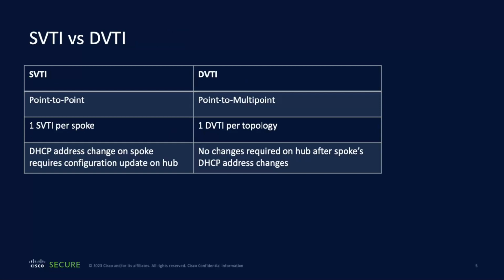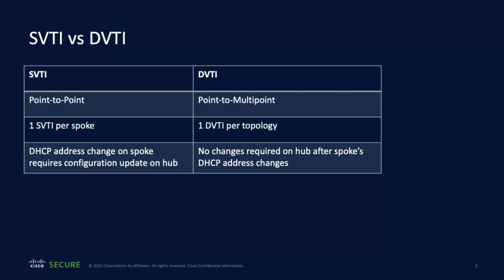If we look at the differences between SVTI and DVTI, we see that there are multiple advantages with DVTI in case of big VPN setup with multiple spokes. First, SVTIs are point-to-point, whereas DVTIs are point-to-multipoint. This means that on the hub we need one SVTI per spoke, whereas we need only one DVTI for the entire VPN topology, which can support hundreds of spokes. This is because the DVTI configuration is cloned into a new virtual access interface whenever a new spoke tries to connect. This eases the administration tasks and reduces the complexity of managing hundreds of VPN tunnels even further.